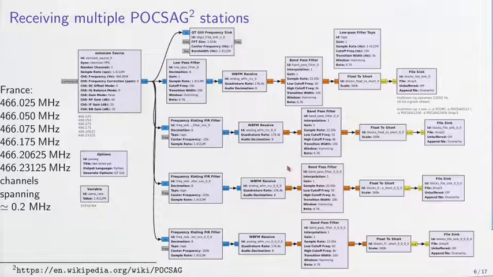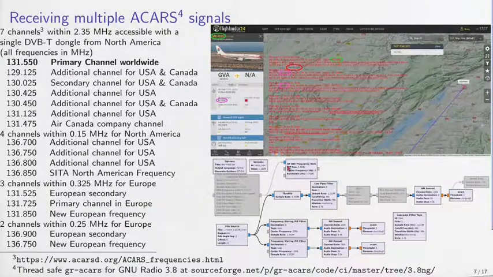Similarly, another example of multi-channel analysis is ACARS. ACARS is the protocol communicating between planes and airports, and ACARS, similarly as we've just seen, provides multiple channels. In North America, we see here that we have 7 channels within 2.3 megahertz, which is just within the available bandwidth of SDR DVB-T receivers.